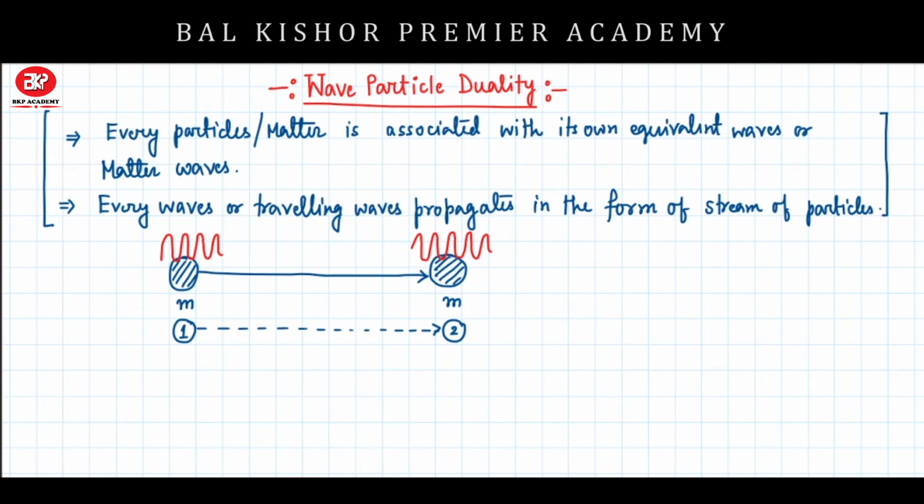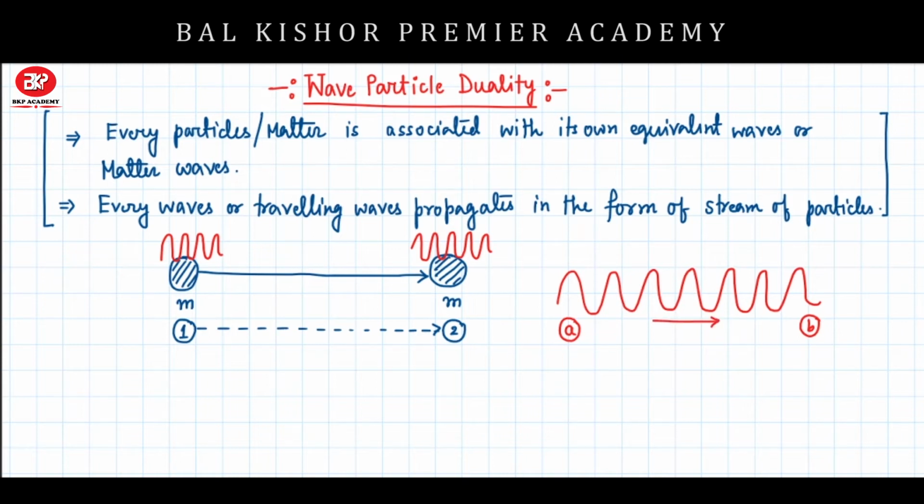Similarly, if I have a wave which is traveling from some point to another point, suppose this wave is traveling from point A to point B, and this is a traveling wave. According to the wave particle duality, we can say that this wave can be thought of as a stream of particles moving from point A to point B. This is the simple conclusion of wave particle duality.